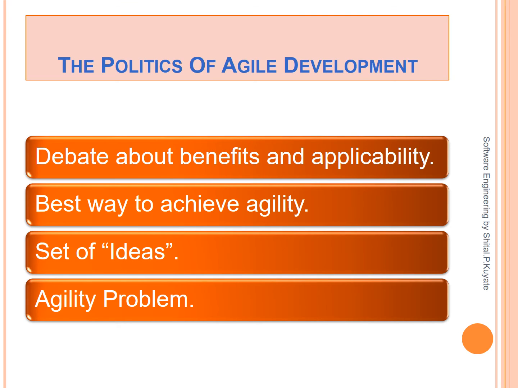There are no absolute answers to either of these questions, even within the Agile school itself. There are many proposed process models, each with a subtly different approach to the agility problem. Within each model, there is a set of ideas that represents a significant departure from traditional software engineering. So all this is about the politics of agile development.